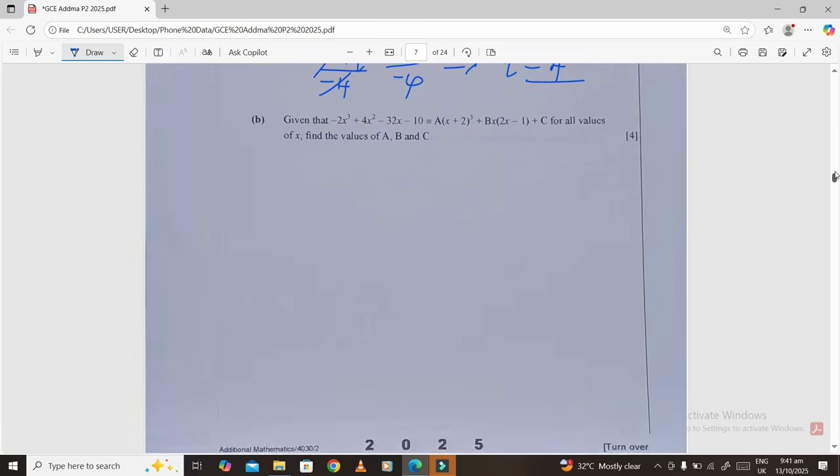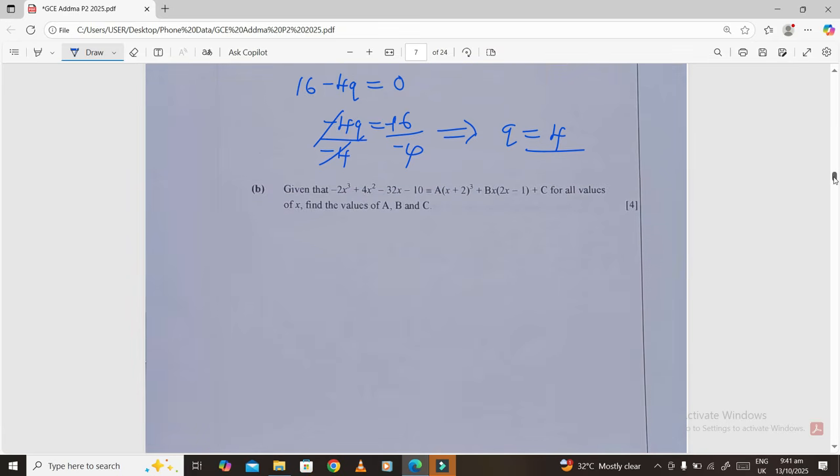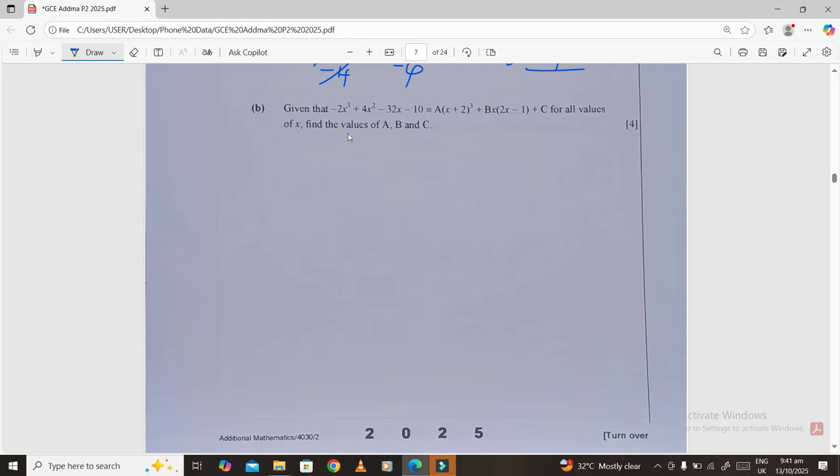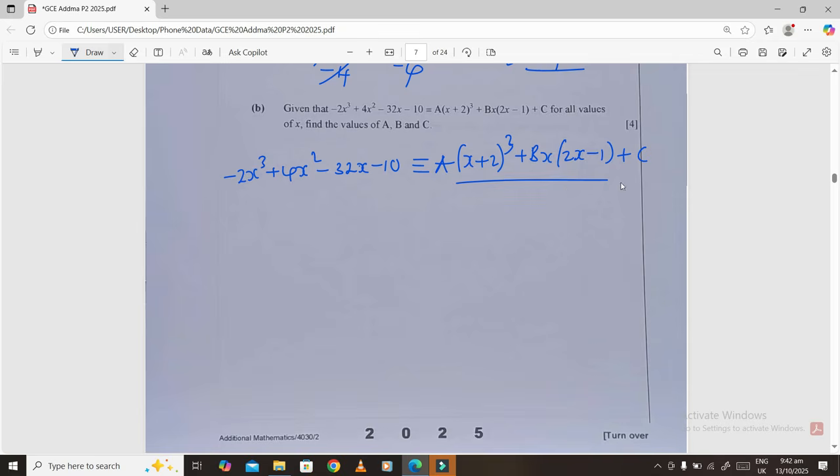We go to the next question, question B. For question B here, they are saying given that negative 2x power 3 plus 4x power 2 minus 32x minus 10 is equivalent to a open bracket x plus 2 power 3 plus bx open bracket 2x minus 1 plus c. So your focus must be this side, okay? We just simplify this side.